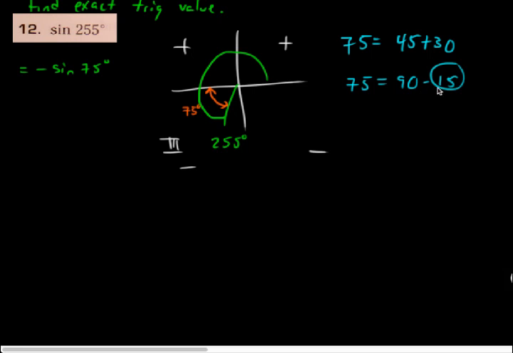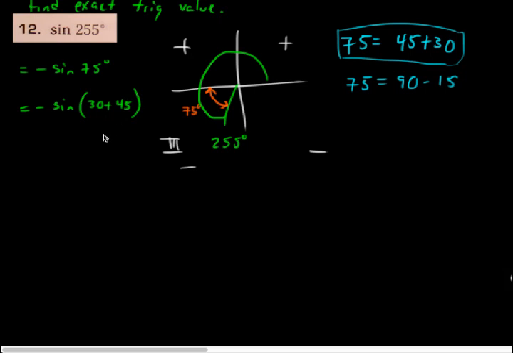But then I'd have to do some additional work to find 15, which is possible, but it'd be a 45 minus 30. So I think this is the best choice that we'd use. So this is equal to negative sine of, or I'll write it from smallest to largest, 30 plus 45 degrees. Now, the sum identity for sine is as follows.